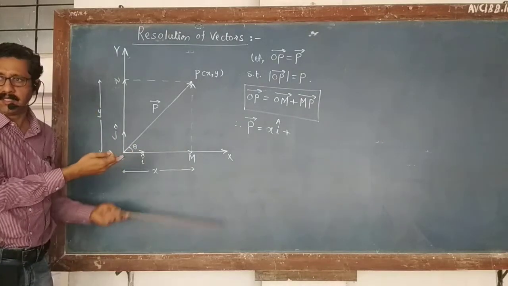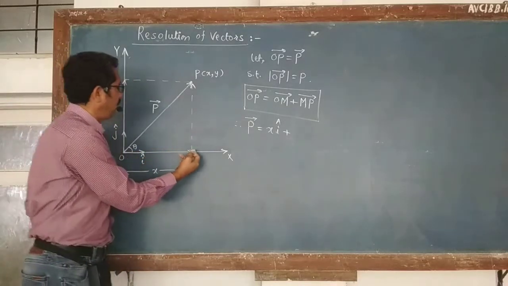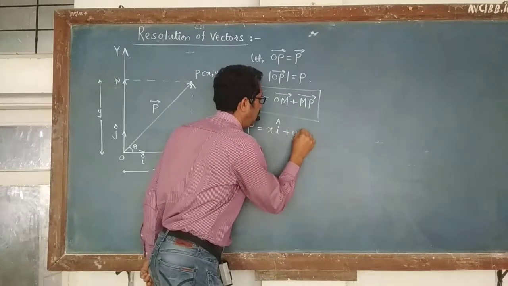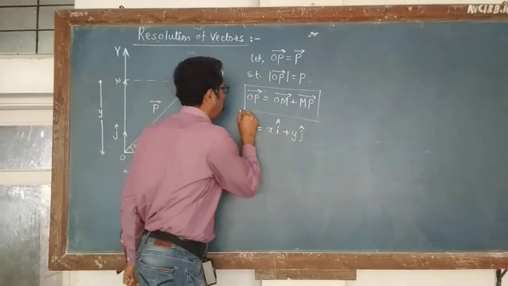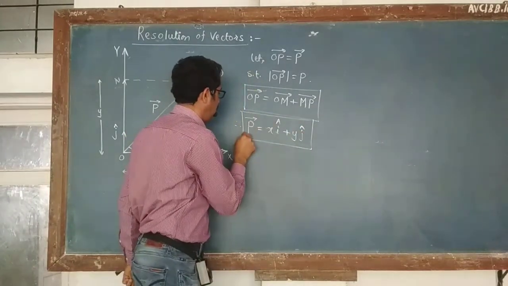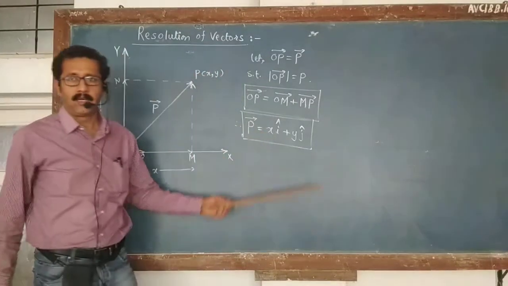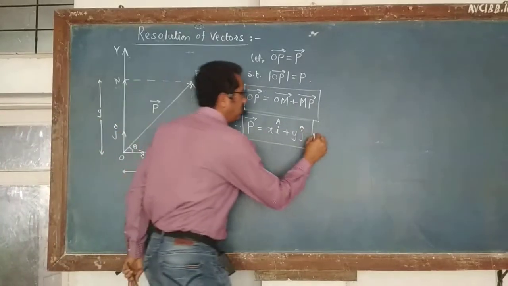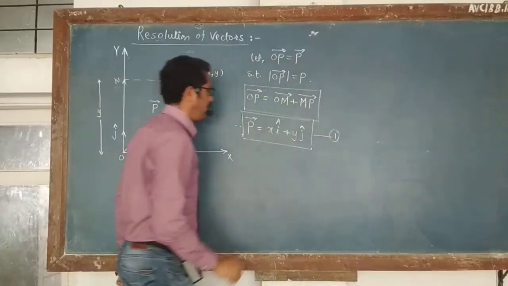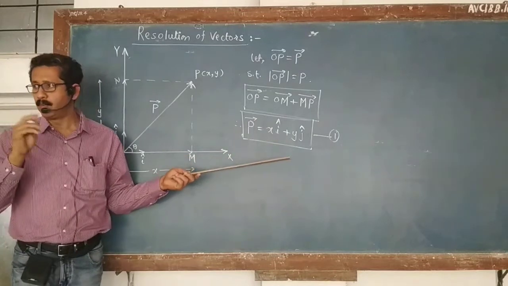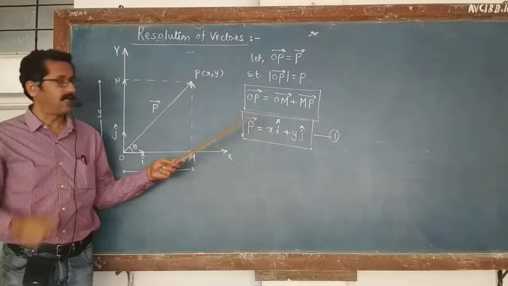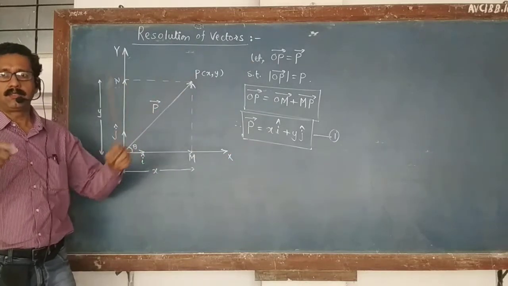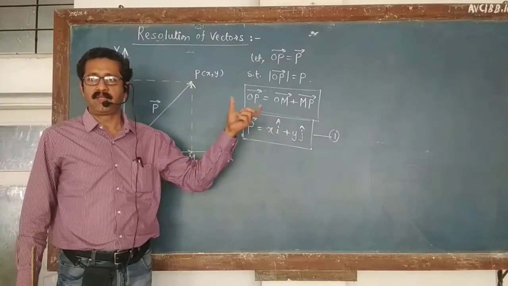The same logic which I have used earlier. So even your vector MP is equal to y times j, and therefore I say that vector P is equal to x i cap plus y j cap. Now I understand that this vector P is made up of two components, two parts. One is this x i cap, the other is y j cap. So these two are basically the parts of that vector.